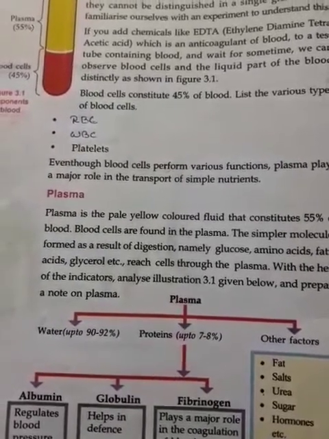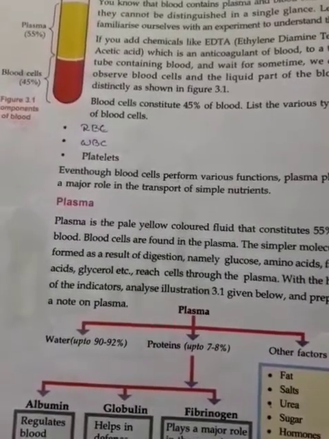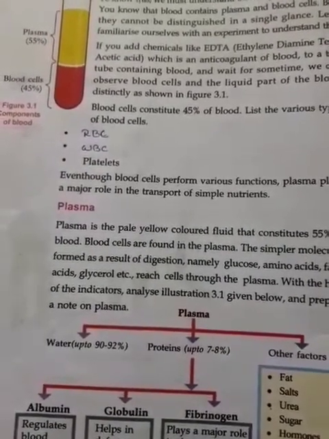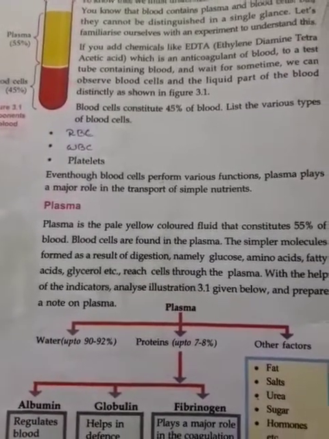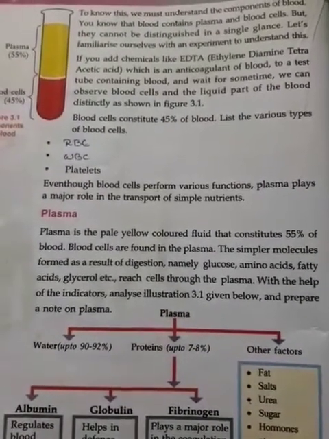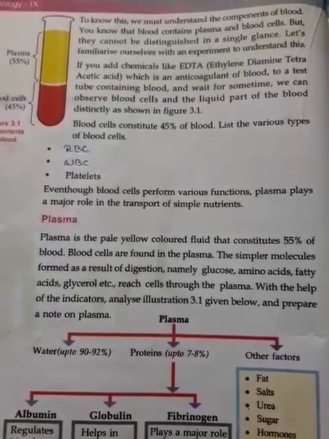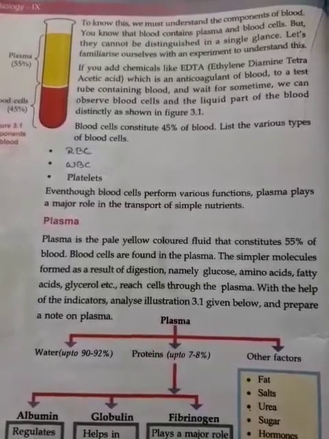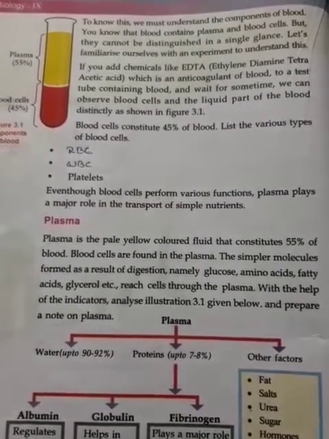The simpler molecules formed as a result of digestion, namely glucose, amino acids, fatty acid, glycerol, etc., reach cells through the plasma. Plasma helps to carry the simple nutrients like amino acids, fatty acid, glycerol, glucose, etc. to the cells.